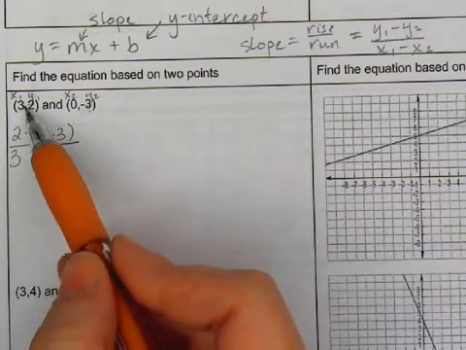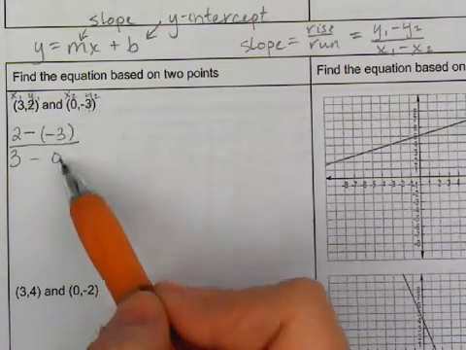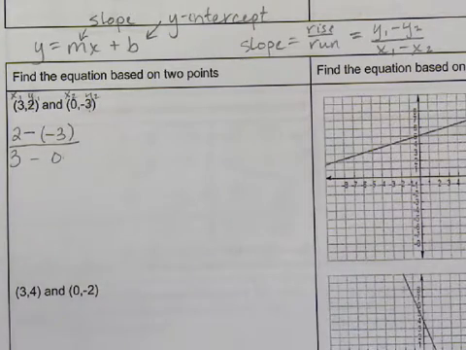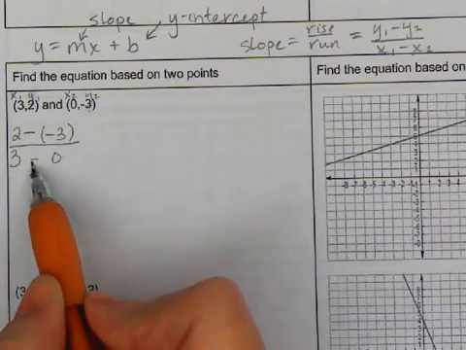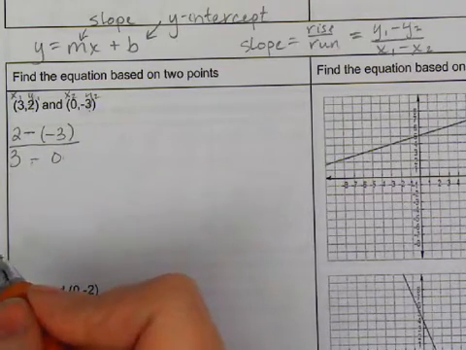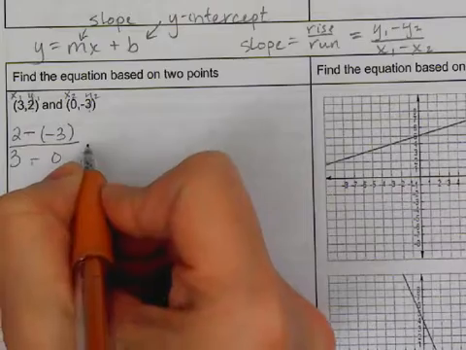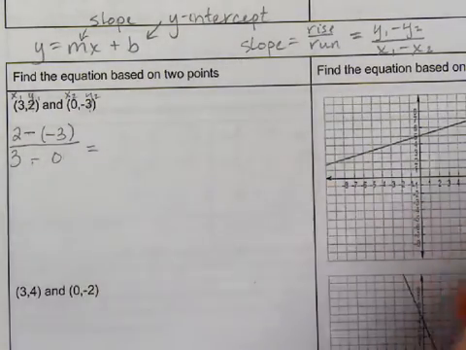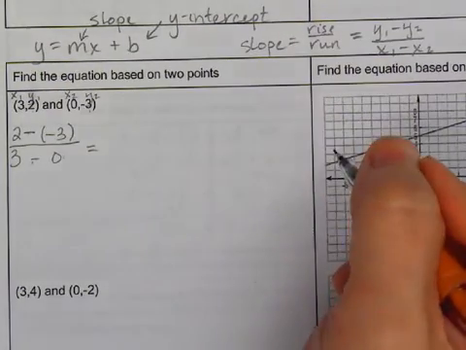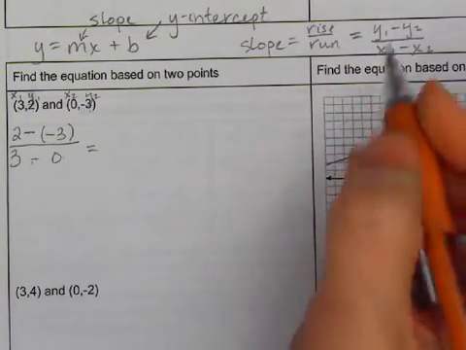So what is 2 minus a negative 3? What does a minus a negative mean? That means you're adding. So that's 2 plus 3, which equals 5. And what's 3 minus 0? 3. So I have a fraction for my slope on this one.